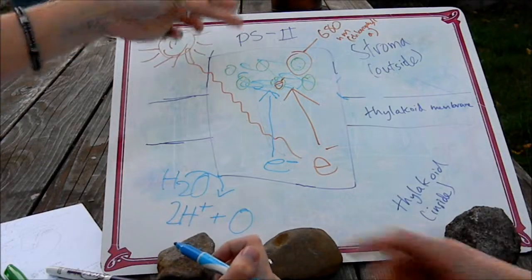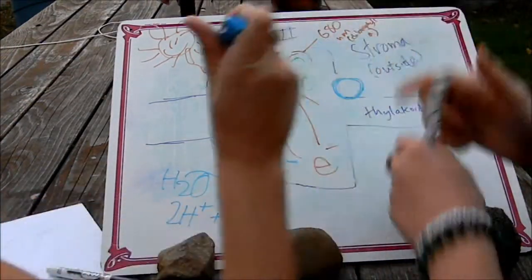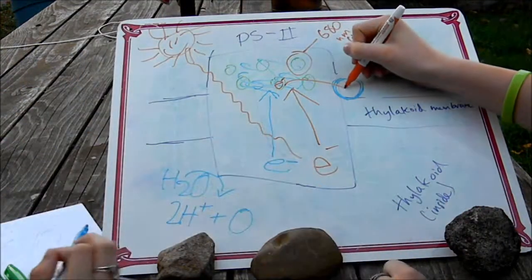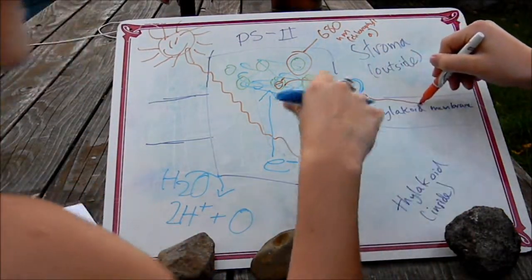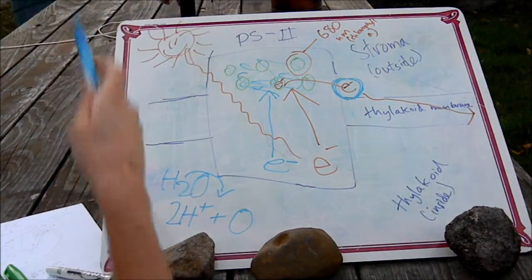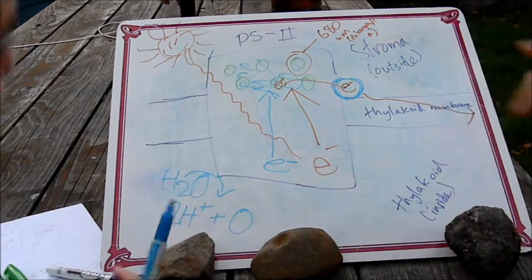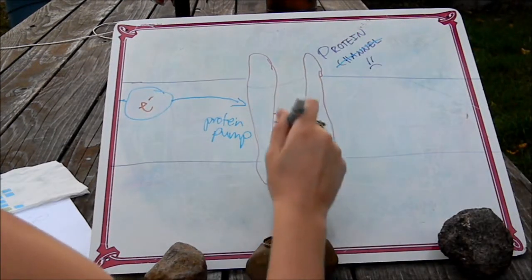And that super excited, light-filled electron gets stuck onto this carrier, and it goes off to do work, because it's super energized and excited, and so it can do things. It leaves Photosystem 2, and what happens next?